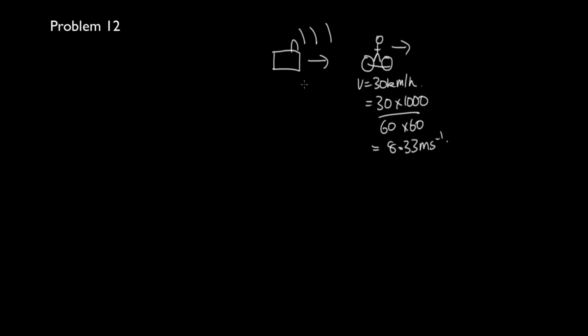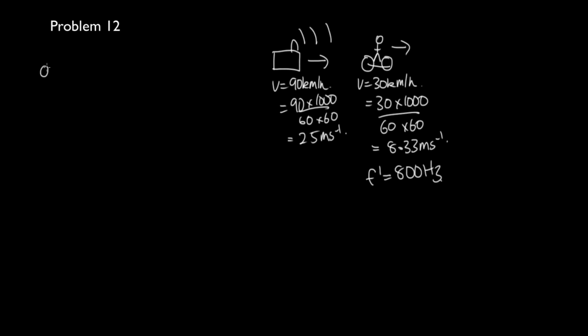it has a speed of 90 kilometers per hour, which is 90 times 1,000 over 60 times 60, which is equal to 25 meters per second. Now you hear a frequency, f dash, of 800 hertz. And in part A, we're asked what frequency do the people inside the ambulance hear.